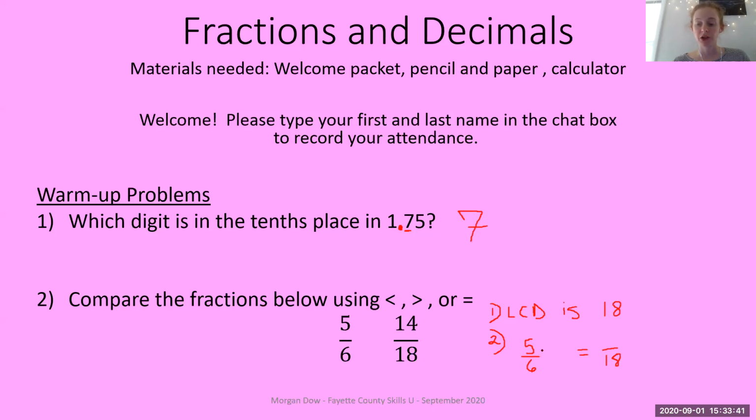When we raise fractions, that means we're multiplying the top and the bottom by the same number. So what do we need to multiply 6 by to get 18? We need to multiply by 3. So 6 times 3 is 18. We do the same thing up top. 5 times 3 is 15.